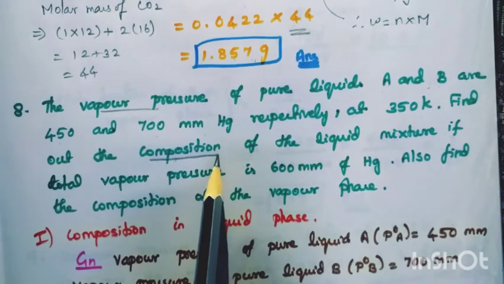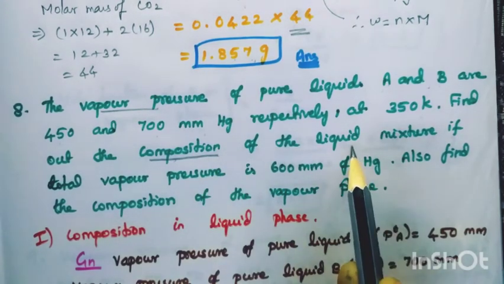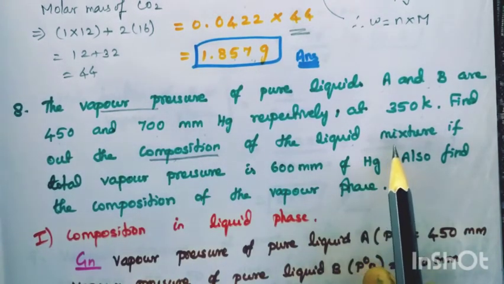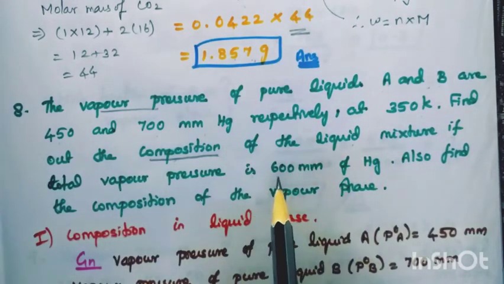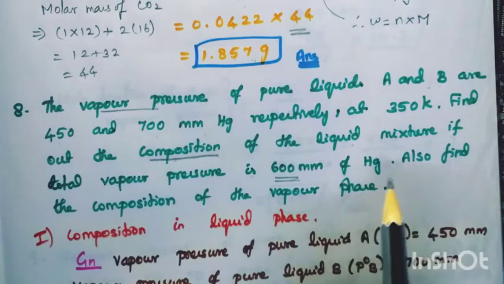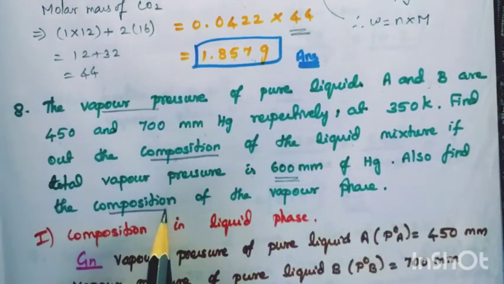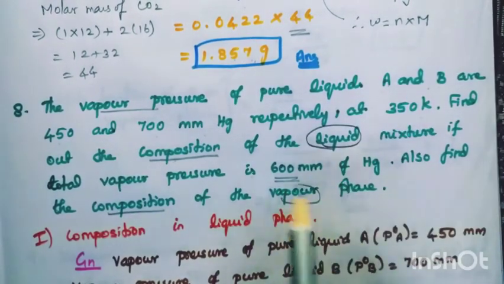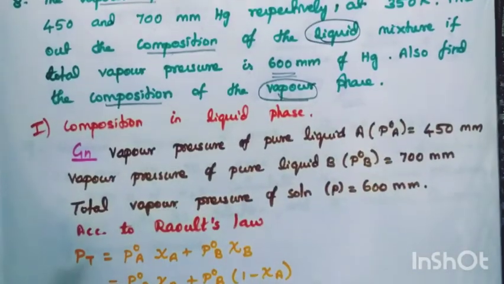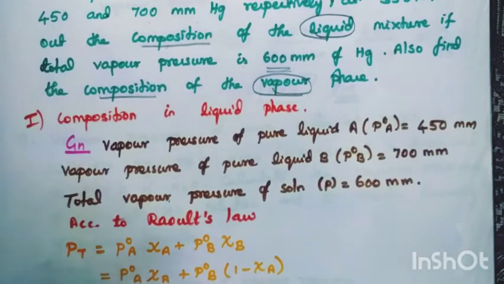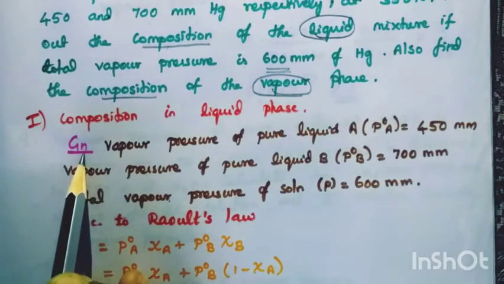Find out the composition of the liquid, that is the number of moles or mole fraction of the liquid mixture, if the total pressure is 600 mm of mercury. Also find the composition of vapor. Liquid as well as vapor we have to calculate. In the liquid phase it is calculated by using the number of moles. So first let's write the given details.